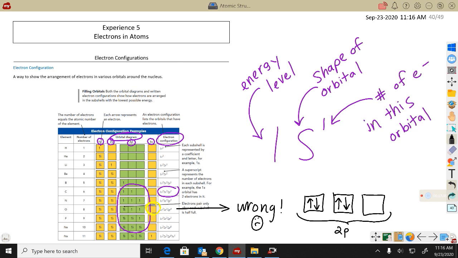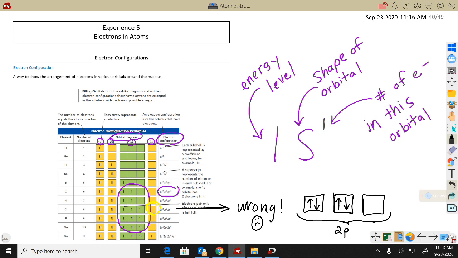Same thing happens with fluorine. Now with fluorine, you're going to need 5 electrons in the 2p orbitals. So with fluorine, the most stable way of putting 5 electrons in 3 orbitals is to have 2 pairs and 1 single.